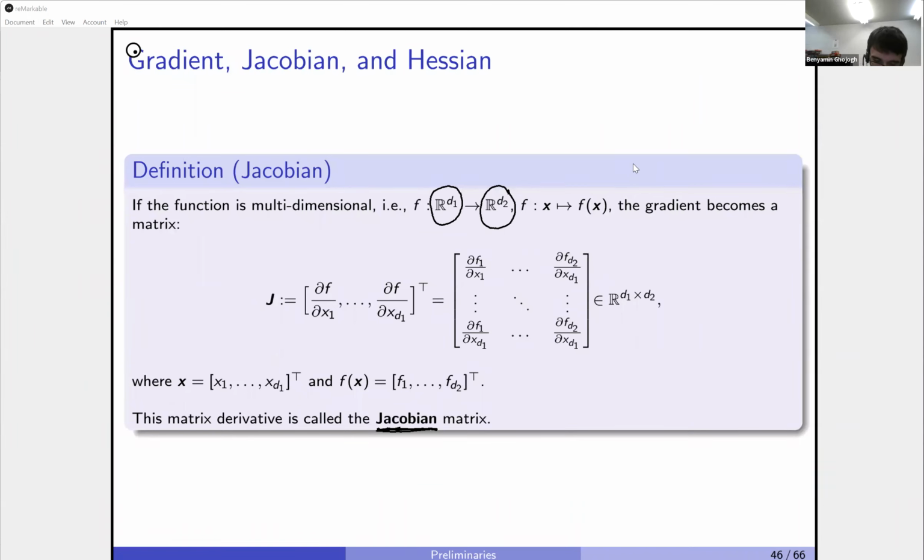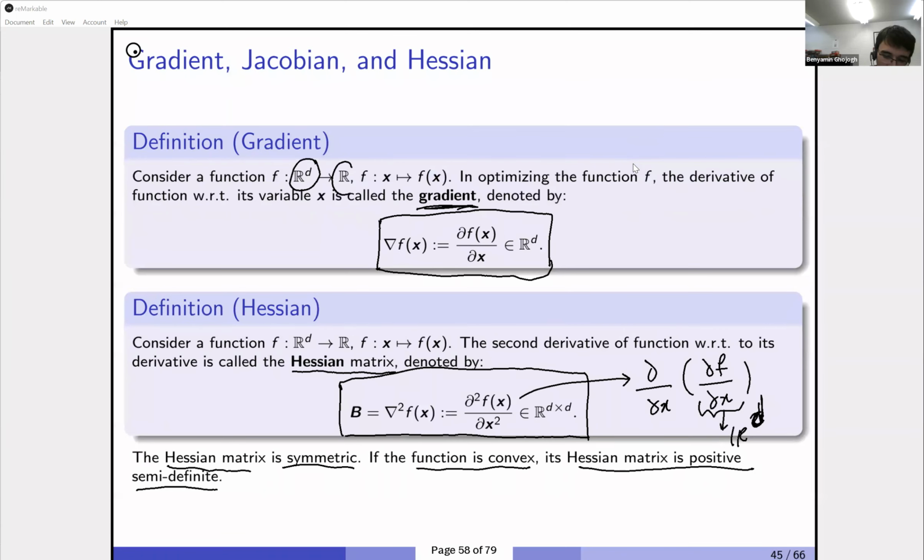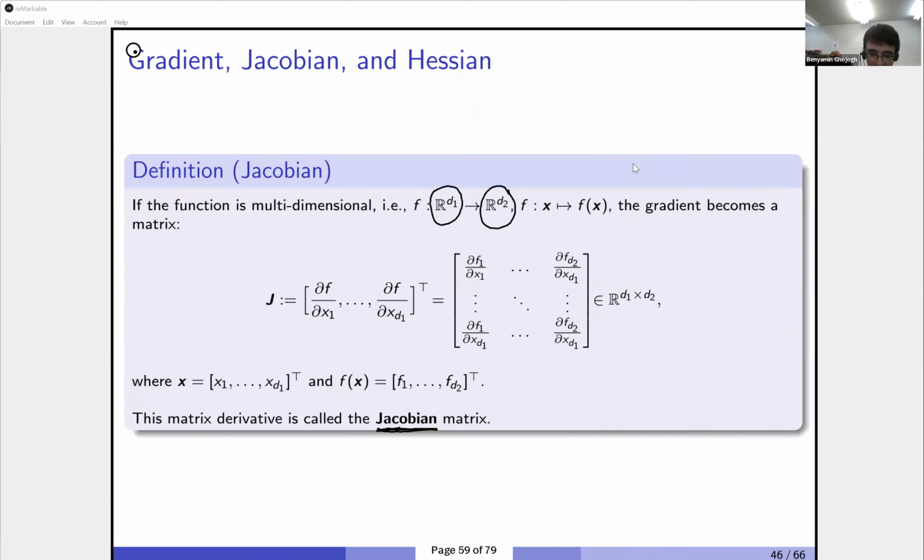So in the previous slide, the gradient was a vector. Why? Because the input was a vector and the output was a scalar. Therefore, the derivative is a vector, the gradient. But now, when the input is a vector and the output is a vector also, the derivative will be a matrix, a D1 by D2 dimensional matrix. Then we usually call it the Jacobian matrix, which is a derivative again. Jacobian is another name for derivative, but when we have multiple dimensions. Okay, so far clear?